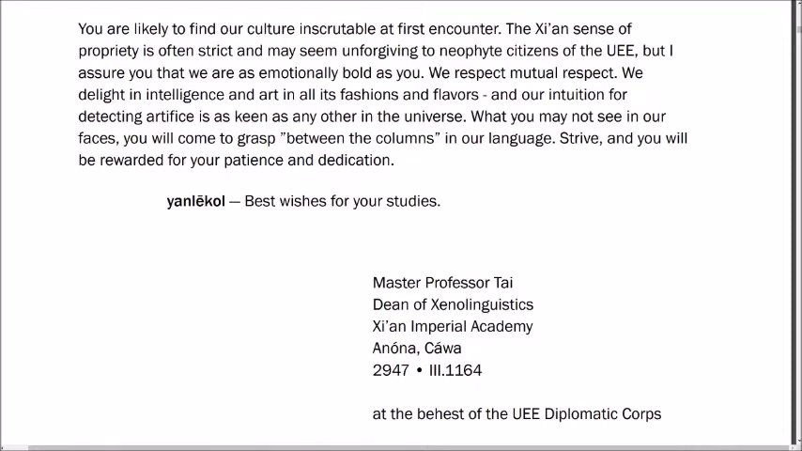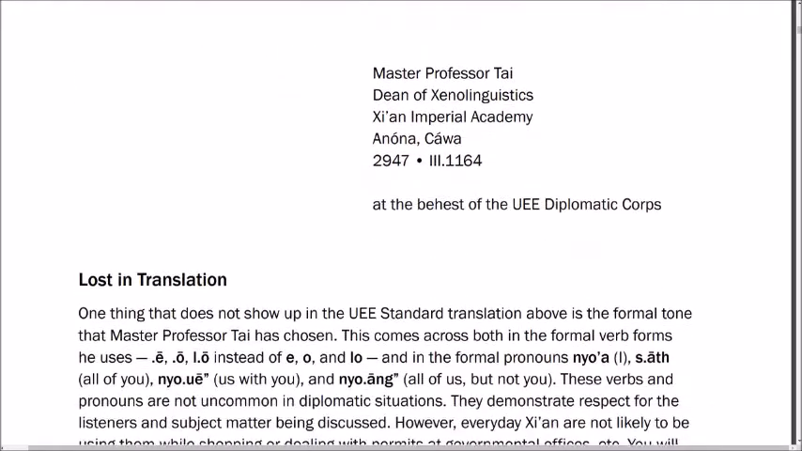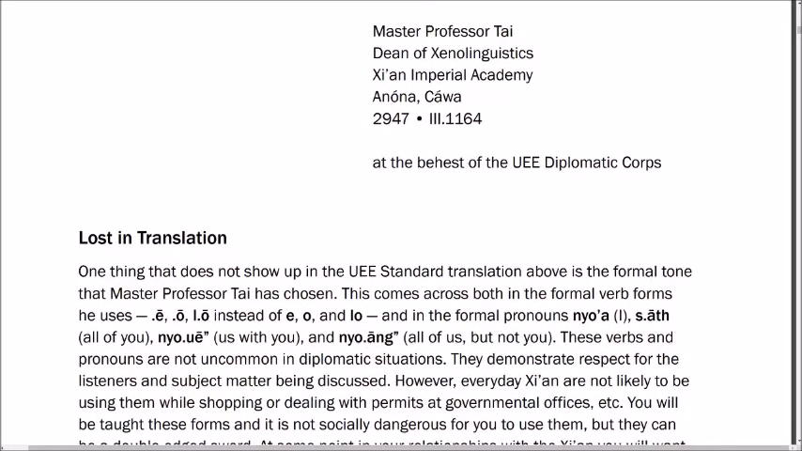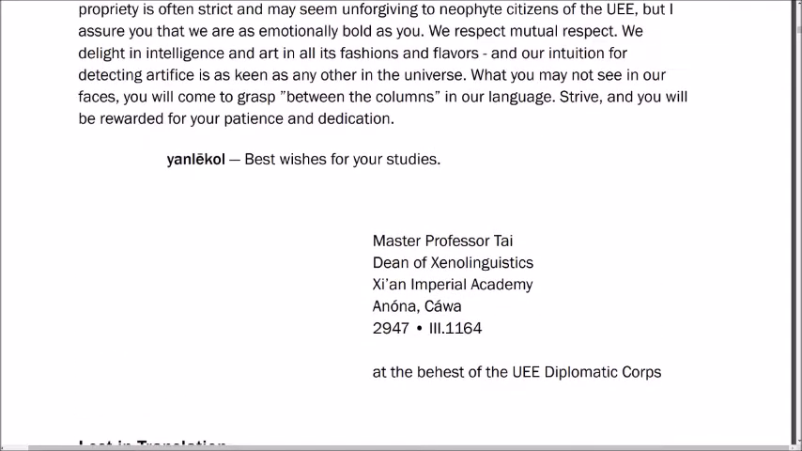What you may not see in our faces, you will come to grasp between the columns in our language. Strive, and you will be rewarded for your patience and dedication. Jan Leckel, best wishes for your studies. Master Professor Tai, Dean of Xenolinguistics, Xi'an Imperial Academy, Unona, Kawa, 2947 3.1164, at the behest of the UEE Diplomatic Corps.